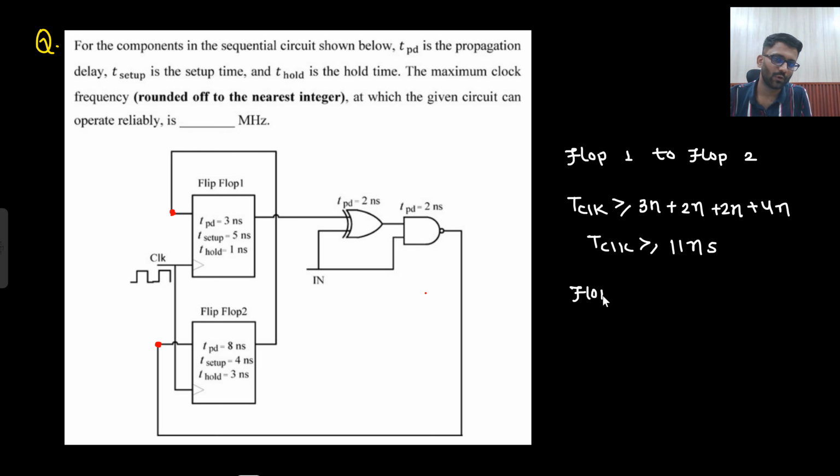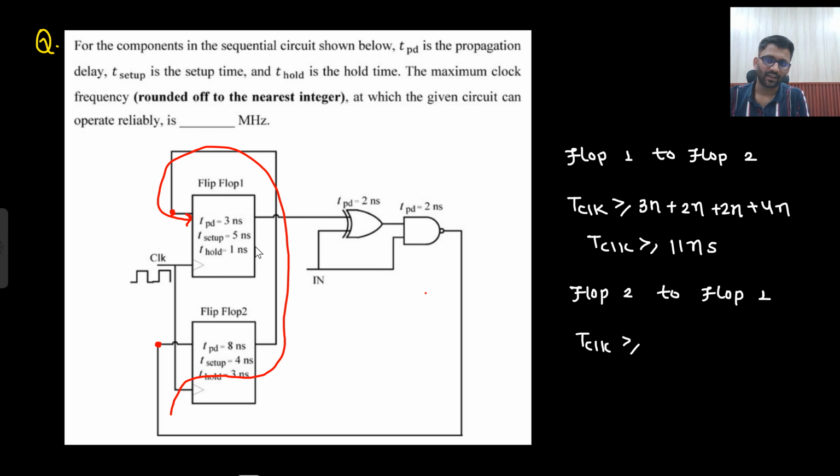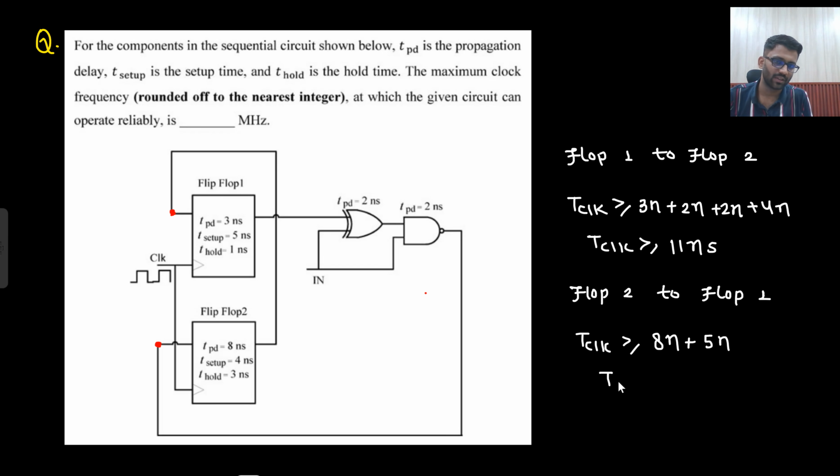Now I will work from flop 2 to flop 1. So what should be my T clock? Flop 2 to flop 1. I will start with clock. I will reach here and simply I will see the setup margin. So if I am starting from here, 8 nanosecond delay. Directly I have reached here and see the setup margin, that is 5 nanosecond. So 8 plus 5, what that would be?